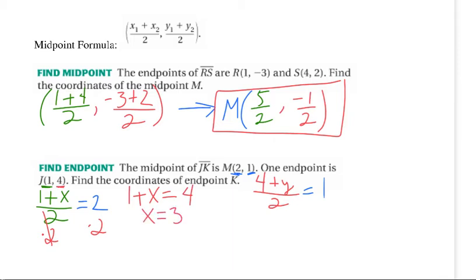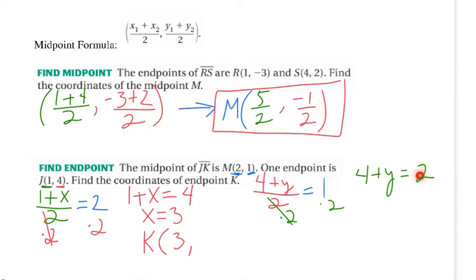So I do the same idea for the y values. If I multiply both sides by 2, that gets rid of this dividing by 2. So now I end up with 4 plus y equals 2, because 1 times 2 on the right-hand side gives 2. So if you look at the original endpoint, 1, 4, and 3, negative 2, if you do the same midpoint equation, the actual midpoint equation from up above, you would end up with 2, 1. So that's the way you can check it.